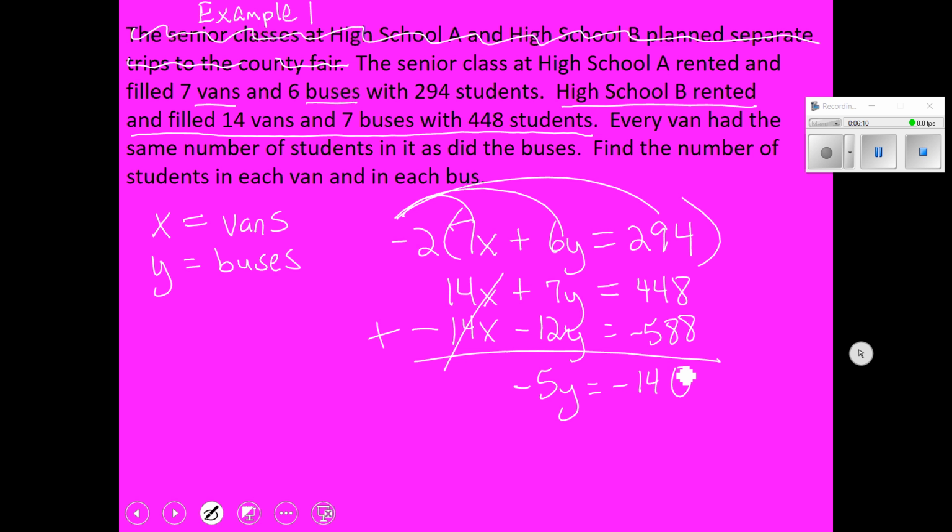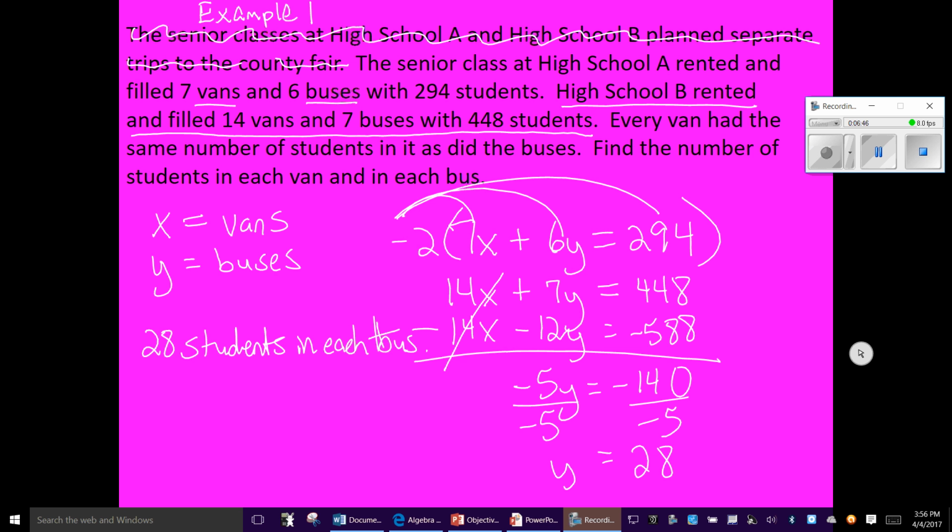So then I'm going to divide by -5 on both sides. And y is going to equal 28. So that tells me that there are 28 students in each bus because y is my buses. So there's 28 students in each bus. Okay? How can I figure out how many are in each van?